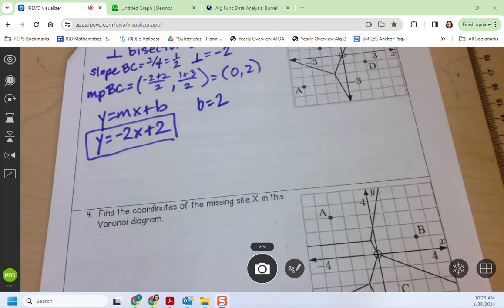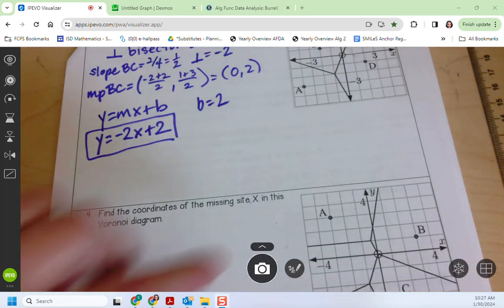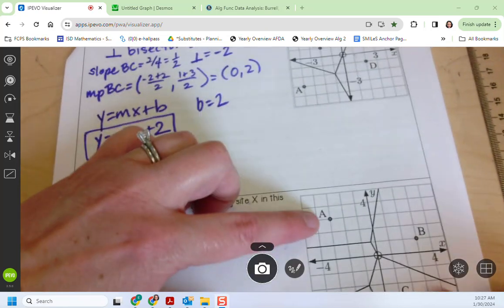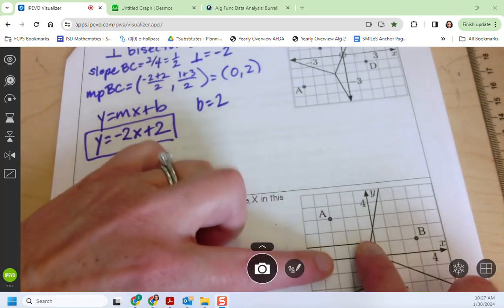Find the coordinates of the missing site x in this Voronoi diagram. Do you guys see the cell that doesn't have a site in it? Yeah, it's on the left, right? Okay, so we need to find that cell in the middle. It's going to be on the perpendicular bisector of A and itself and D and itself. So we're going to draw a line that's perpendicular to this that goes through A.